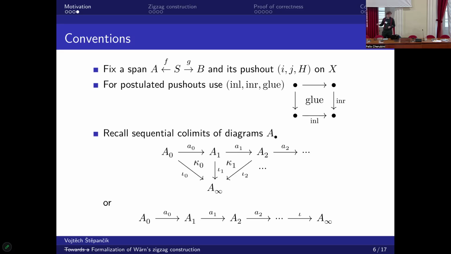And I also make good use of sequential colimits, which is another colimit just as a pushout is. In fact, it can be derived from pushouts in homotopy type theory. And the diagram is just a rightwards unbounded sequence of types and maps between them. And the cocone is a sequence of maps iota and triangles kappa. And we can either draw it under the diagram or to the right of the diagram.